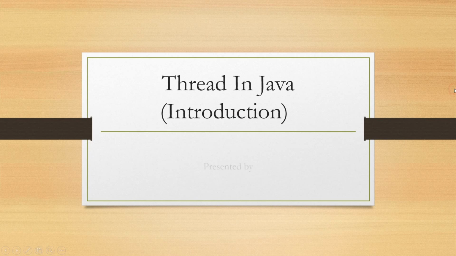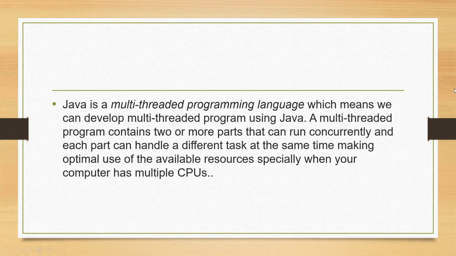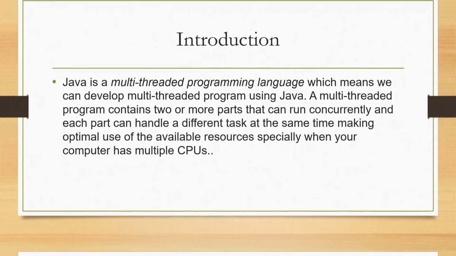So today's topic is threads in Java. Java is a multi-threaded programming language, which means we can develop multi-threaded programs using Java. A multi-threaded program contains two or more parts that can run simultaneously, and each part can handle a different task at the same time, making optimal use of available resources, especially when your computer has multiple CPUs.